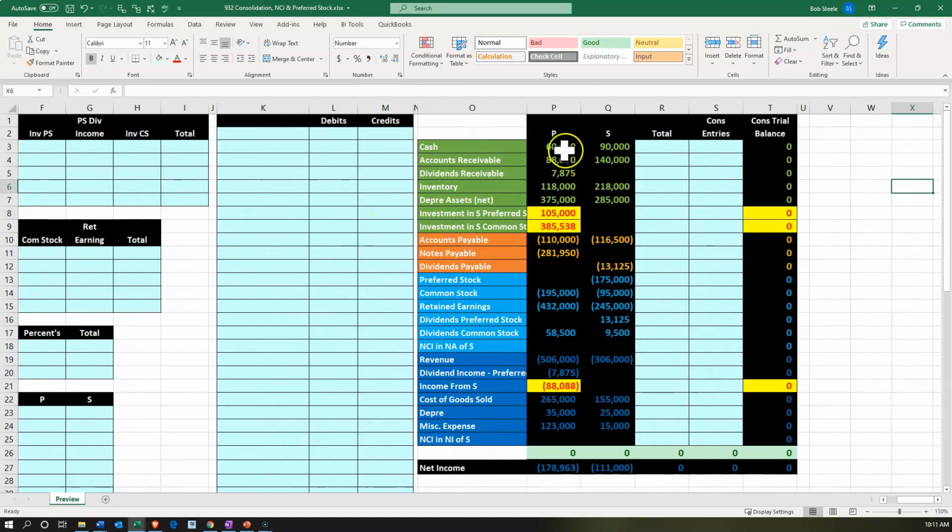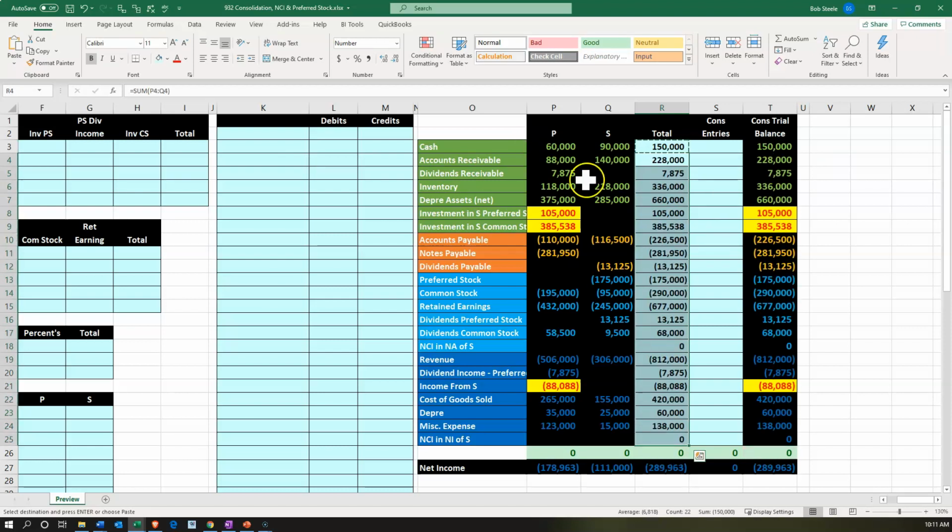We have P's books, we have S's books, the trial balances for the two. We're going to do our standard process, which is to add them up. So we'll sum them up, equals the sum of these two. I'm going to then copy that and paste it on down, which is summing up and adding up the column. So there's going to be our starting point, our total column.